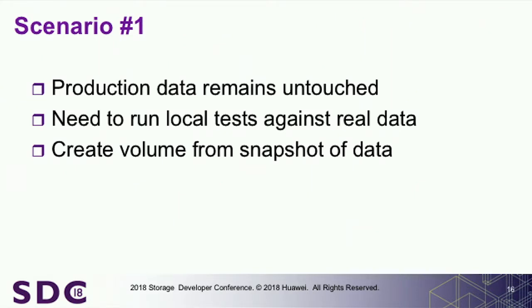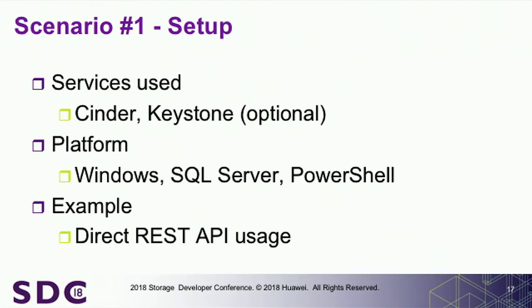Just going to say we have some production data and we can't do anything with that. We want to access this data to do some tests or run some analysis against it. So we're going to take the volume that is running that data, take a snapshot, and from that create a new volume that we can then manipulate, and we don't have to worry about affecting our production data.